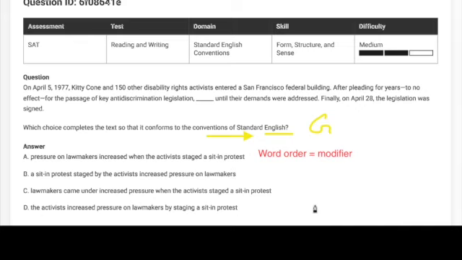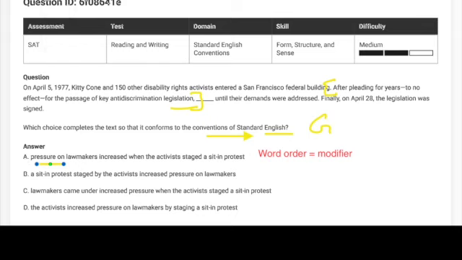Okay, and what should be the next step? Our next step would be to identify the modifier. So where will the modifier be? The modifier on these questions will always be right before the blank, separated by a comma. So this entire phrase before the blank, from "after" to "legislation," that's your modifier: after pleading for years to no effect for the passage of key anti-discrimination legislation. So what is it describing? Who or what was pleading for years to no effect for the passage of key anti-discrimination legislation? Was the pressure pleading to anyone for the passage of key anti-discrimination legislation?